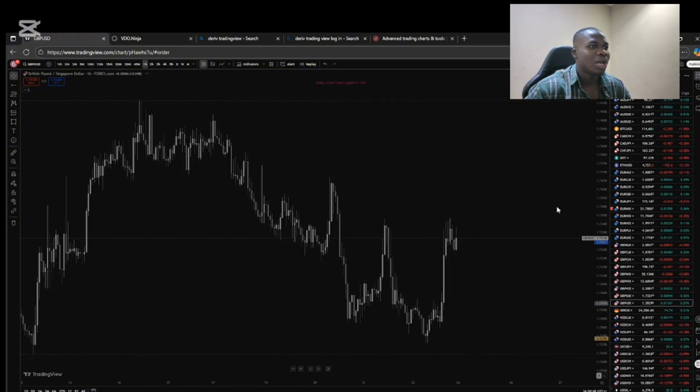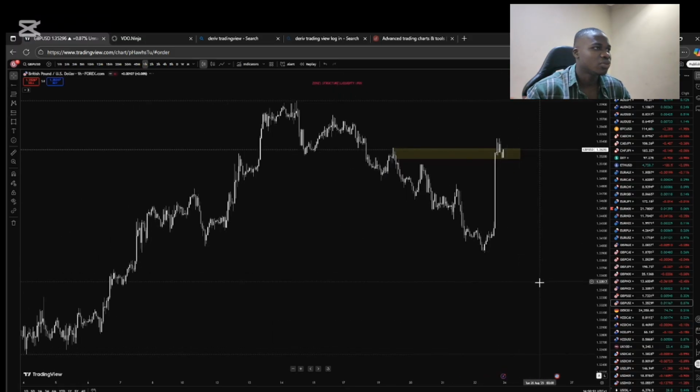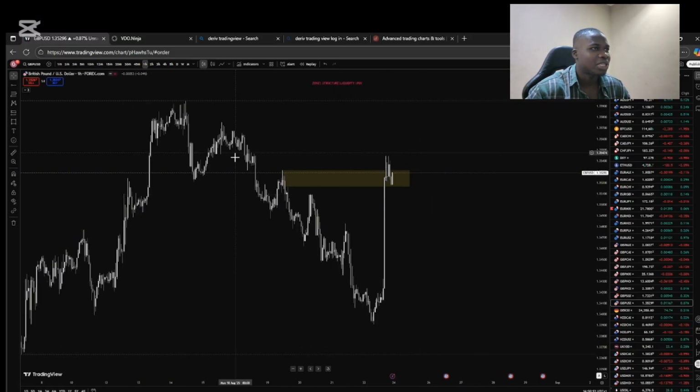So now we have GBP USD. Looking at GBP USD, you can see price taking this risk liquidity, reacting from this supply.